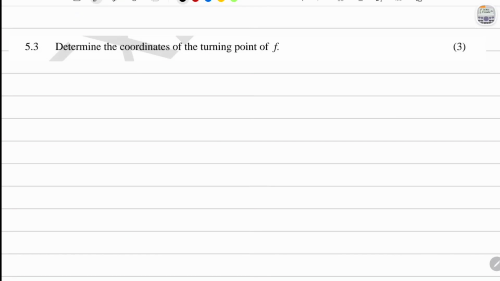Okay, 5.3 says we need to determine the coordinates of the turning point of f. With the way they phrased this question, and the fact that it's 3 marks, I can actually see 2 methods of doing this. It's 2 methods really because there are 2 ways of finding the x value of the turning point. But the y value, we find it the exact same way. So I just want to show you 2 methods.